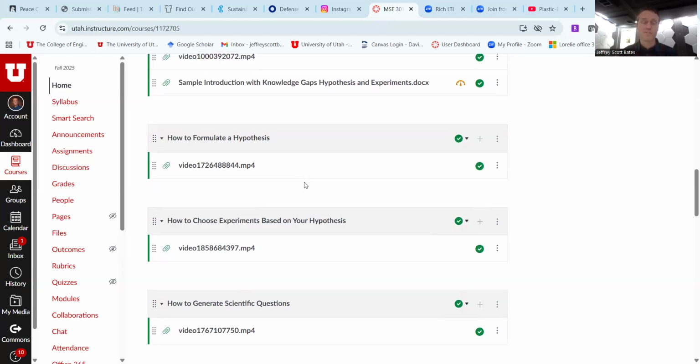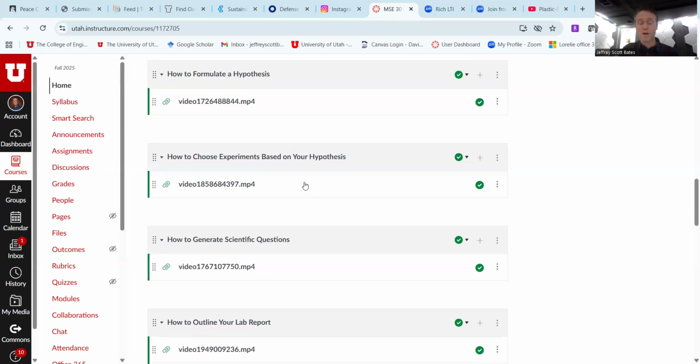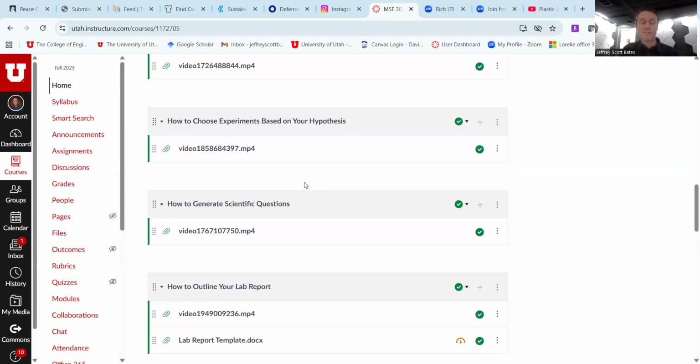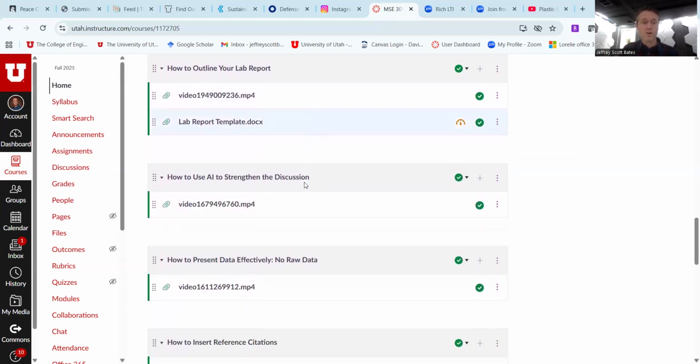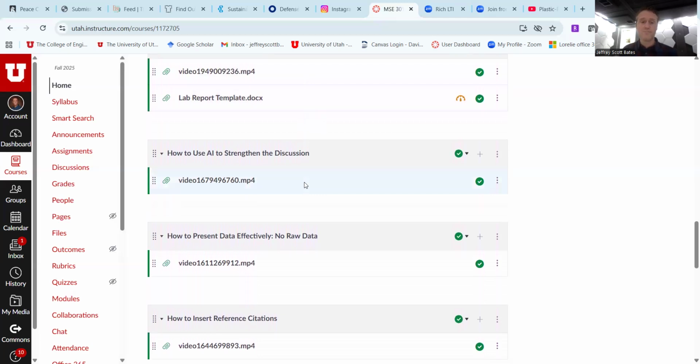So I walk through all the steps of that. This helps them as they're writing their introduction section. How do you choose experiments based on your hypothesis? So this is as they're writing their action plan. How do you generate scientific questions? How do you outline your lab report? How do you use AI to strengthen the discussion? How do you present data effectively?